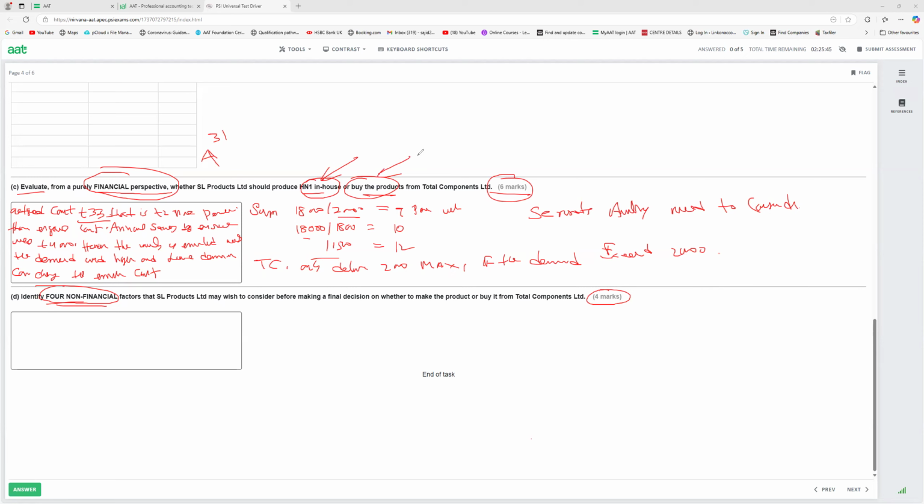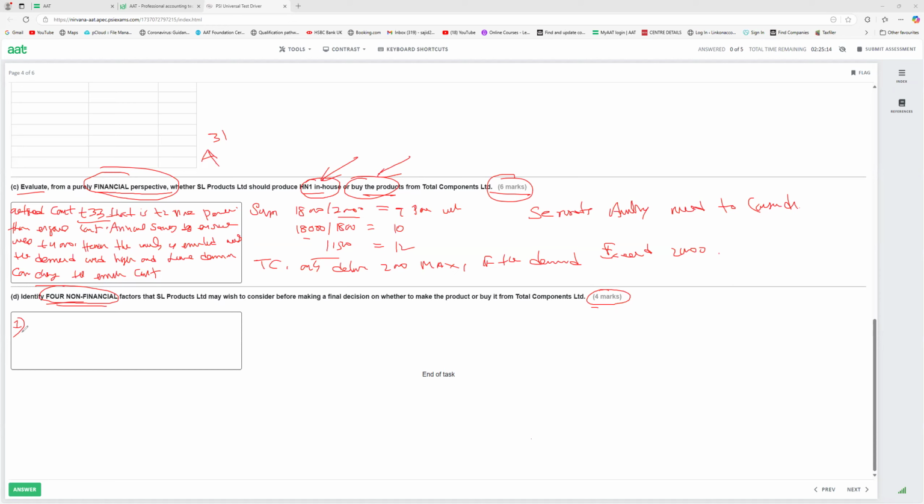Okay, now let's talk about our non-financial factors. So there are 4 marks. 4 points will be more than enough. So you just need to mention 4 points. If the question says identify four non-financial factors, you really don't have to explain too much. Remember that identify means you just need to identify the non-financial factor. Even if sometimes you see the answer and they explain a lot, remember that you don't have to explain.